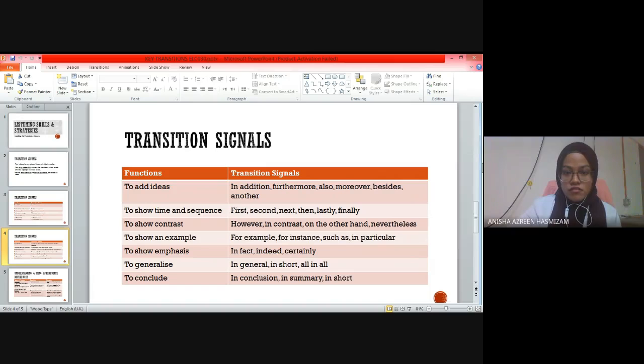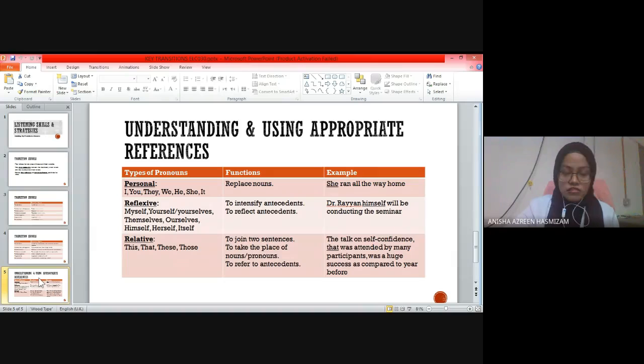Okay, so these are the words, the examples of transition signals that you can use. Ini you boleh screenshot, or you can just download the slides from the Padlet, boleh. Next, understanding and using appropriate references.